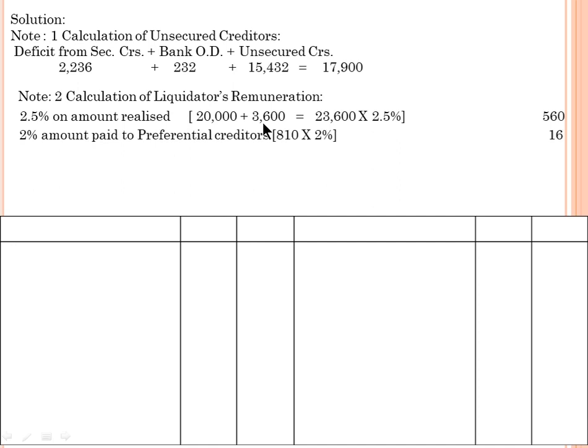Now 2% on the amount paid to the preferential creditors. 810 is given in liability into 2%, 16 rupees. Next, 2% on the amount paid to the unsecured creditors. Here you know the value of unsecured creditors is 17,900. At the time of payment to the unsecured creditors, we want to check whether we have sufficient or insufficient funds for payment. We move on to the liquidator final statement.